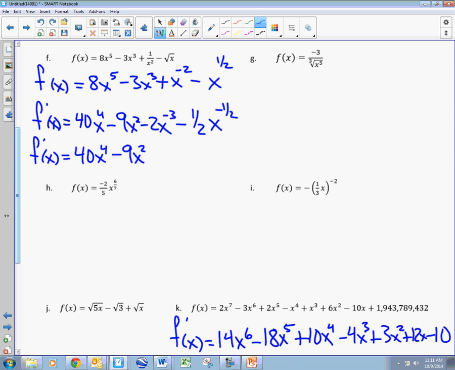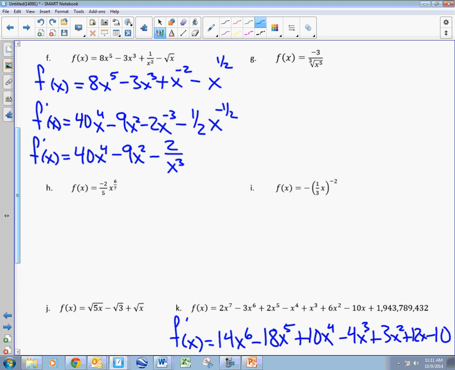Now, does the 2 go on the top or the bottom? Which is it? What power is 2 being taken to? It's being taken to the first power. If it's being taken to the first power, does it belong on the top or bottom? The top. Only the x is being taken to the negative third. So therefore the x goes to the bottom. So minus 2 over x to the third.